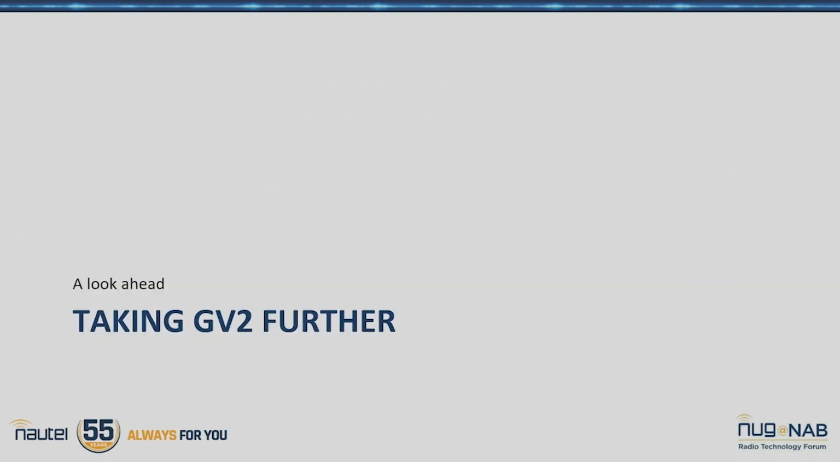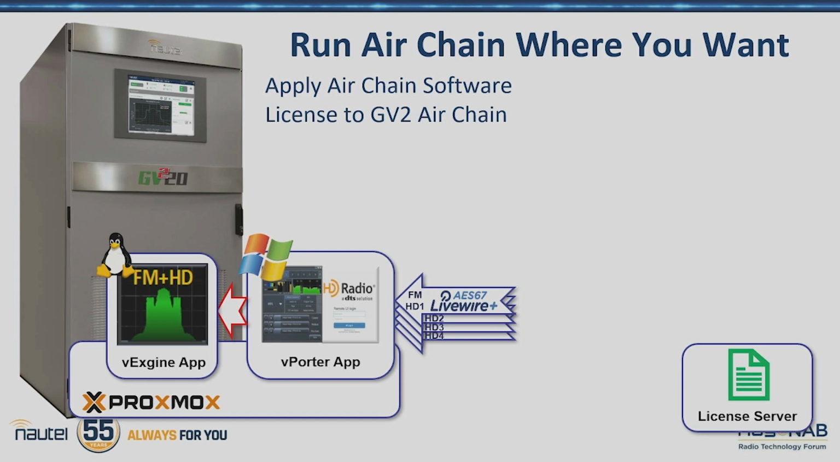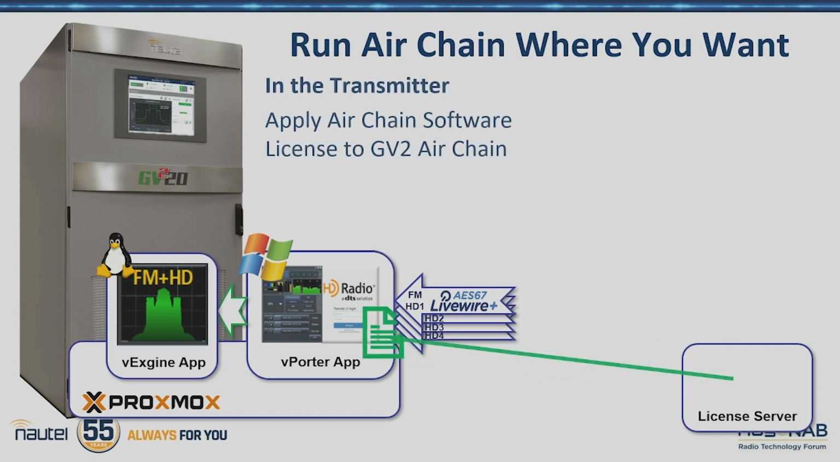So taking it a little bit further. One important thing here is you can run our software air chain where you want it. You can have it all in the GV as shown here. In that case, you have to apply a license to the code inside that. That activates it. So it's really about that license file. There's a license server involved here, depending on whether it makes sense to install it within your organization or use our organization, or even use the TELUS Alliance server. All those are options, but it has to be activated with a license file.